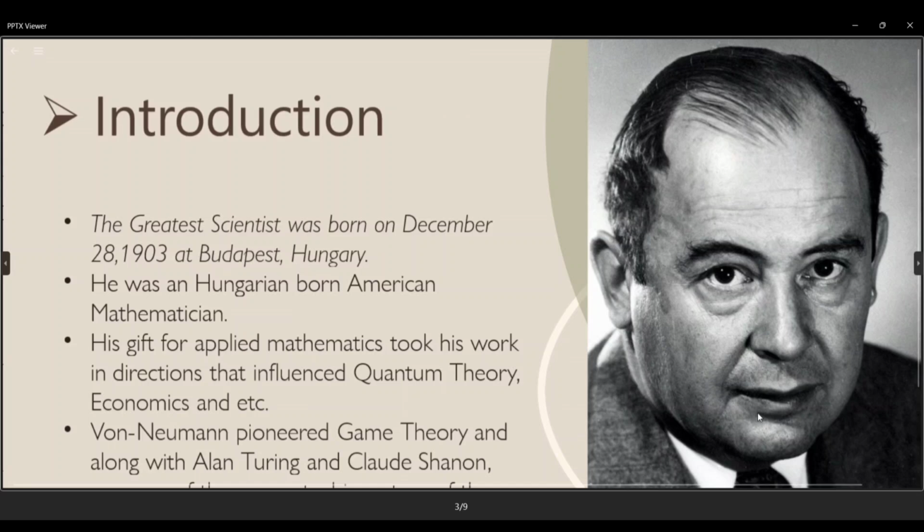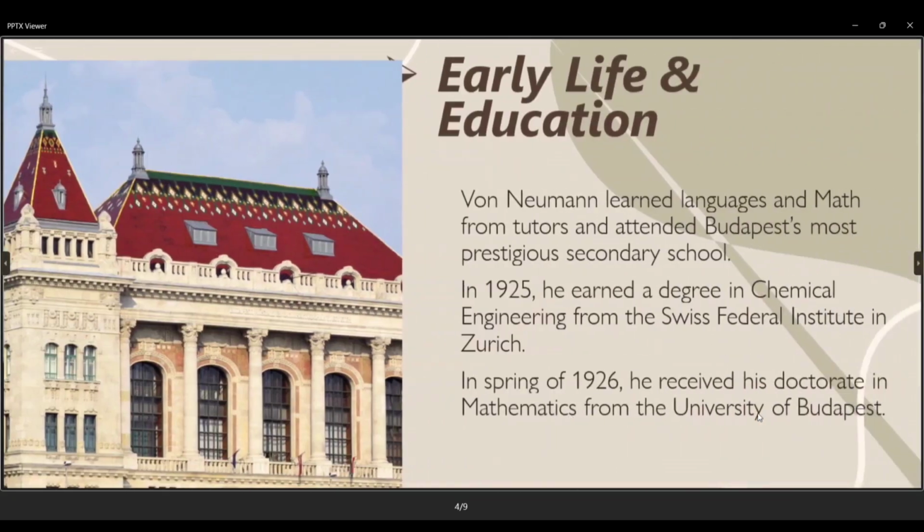John von Neumann was born on December 28, 1903, in Budapest, Hungary. He was a Hungarian-born American mathematician. He did his early education at Budapest's most prestigious secondary school. In 1925, he earned a degree in chemical engineering from the Swiss Federal Institute in Zurich. He also enrolled in the University of Pázmány Péter in Budapest as a PhD candidate.